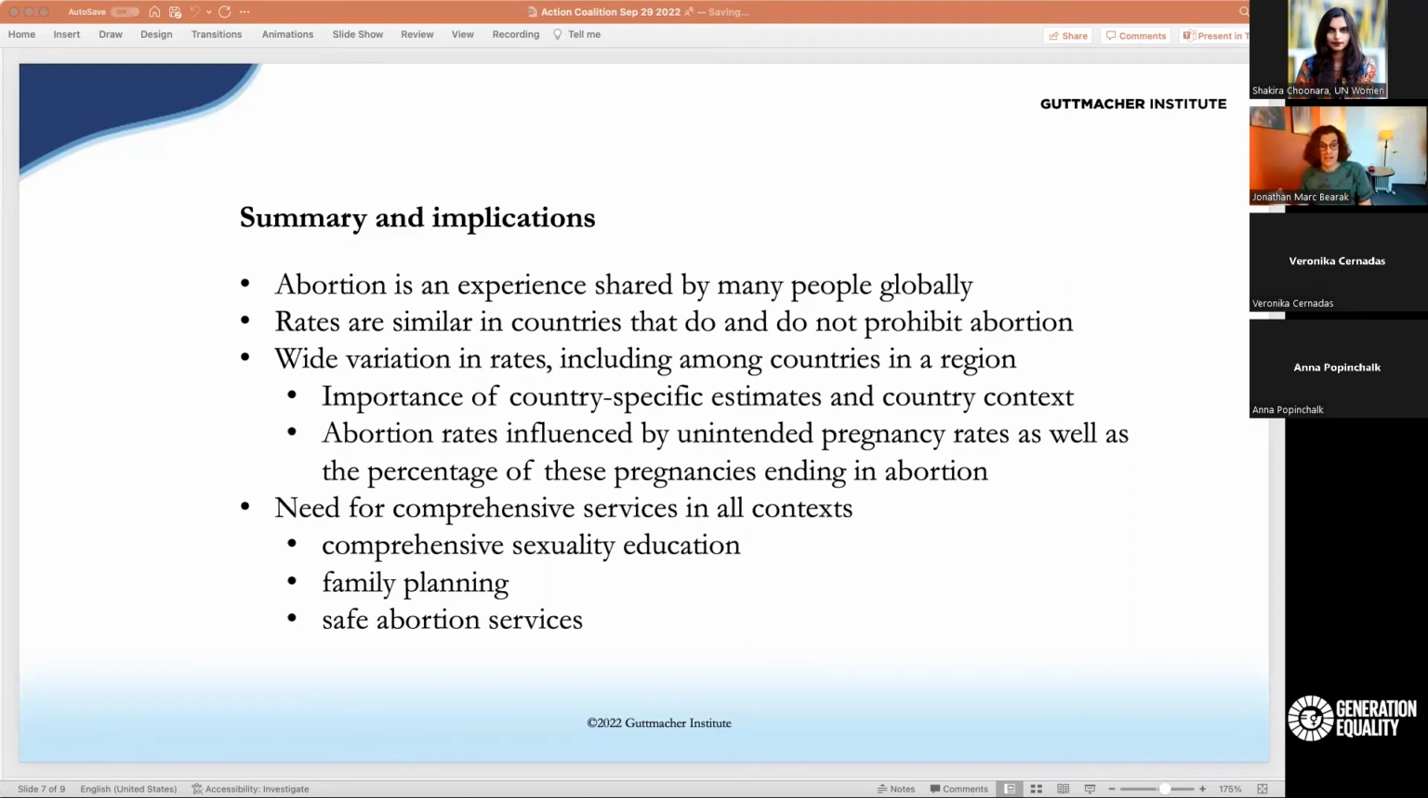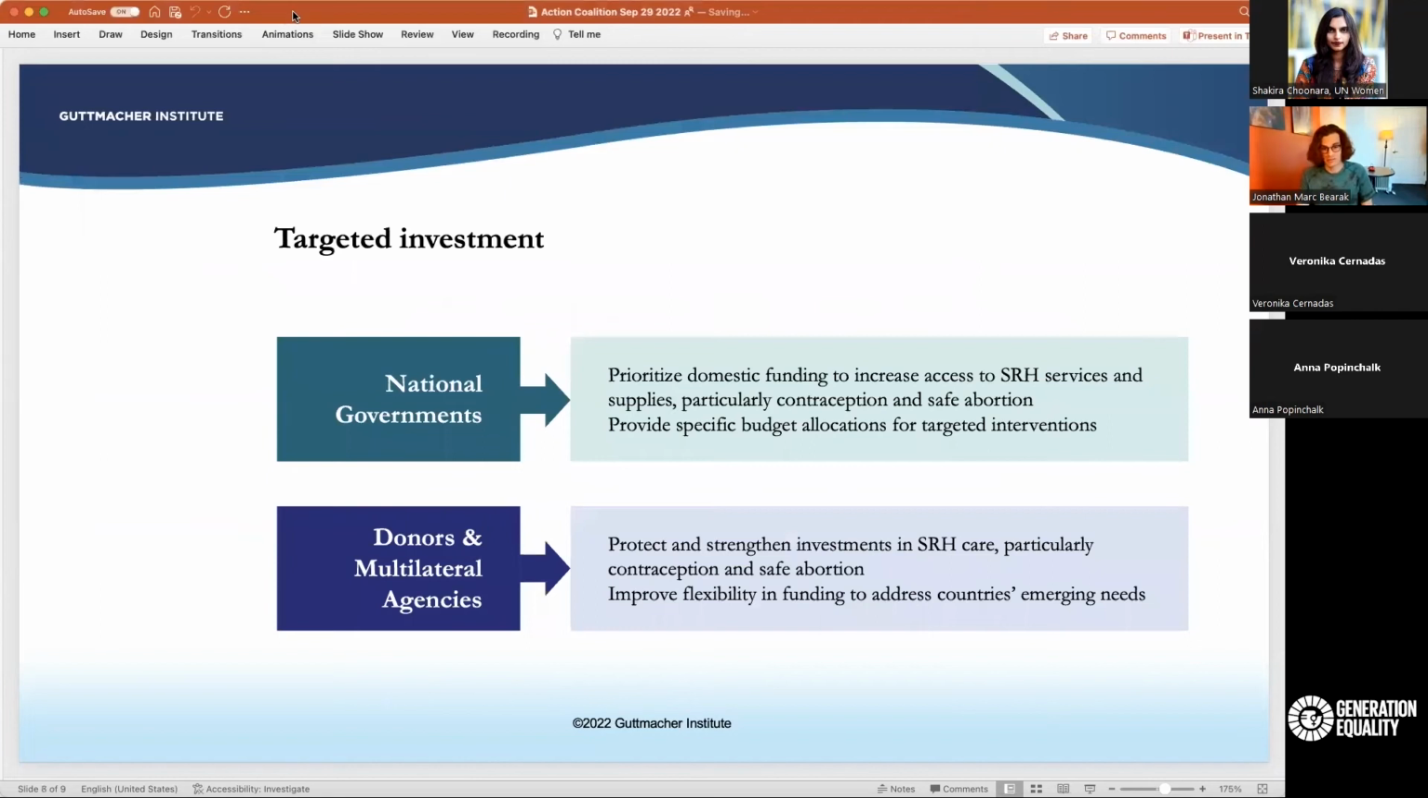I explained how unintended pregnancy is a driver of abortion rates, but abortion rates are also influenced by the percentage of unintended pregnancies that end in abortion, and those can vary due to numerous factors. Overall, what the data tell us is that we need comprehensive services in all contexts, comprehensive sex ed, family planning, as well as access to safe, quality abortion. Heather?